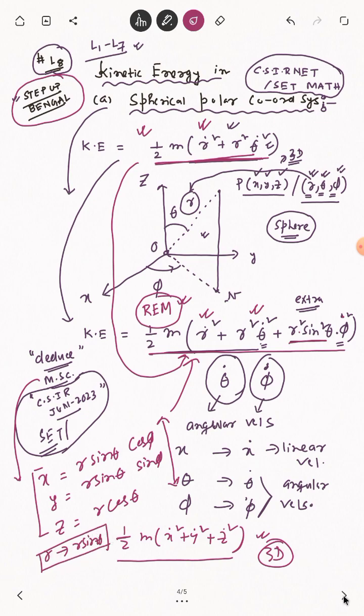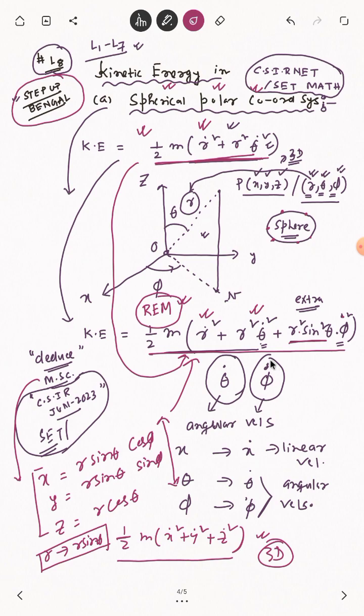Clear? So this is the expression for kinetic energy in the polar coordinate system in three dimensions, which is called spherical polar coordinate system. If a sphere is there and on it we have to define a particular point, then this is the most useful configuration.